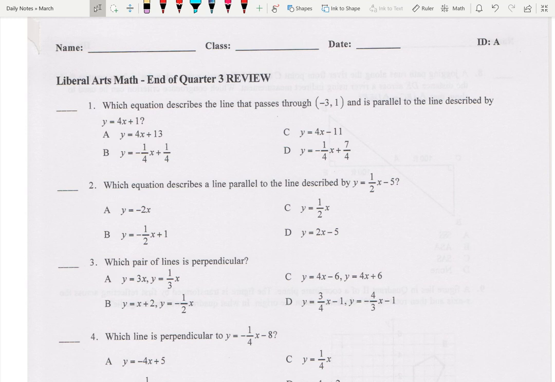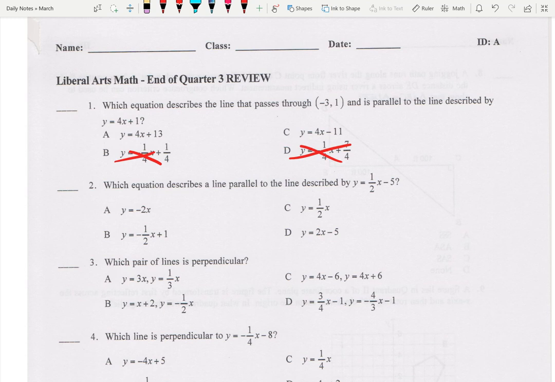So number 1, which equation describes the line that passes through -3, 1 and is parallel to the line described by y equals 4x plus 1? So keep in mind it's parallel to this line. So this line has a slope of 4, so our line should also have a slope of 4, meaning that D and B are bad choices. It's either going to be A or C, rather, right?